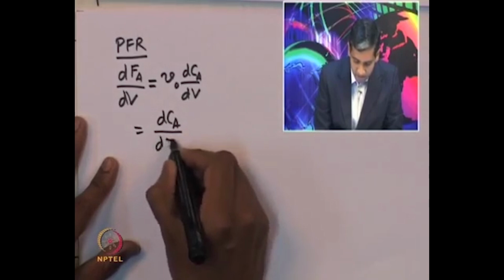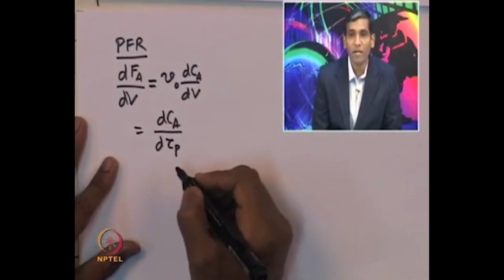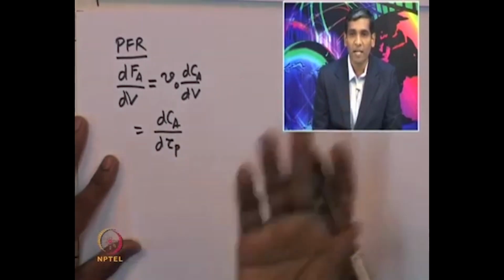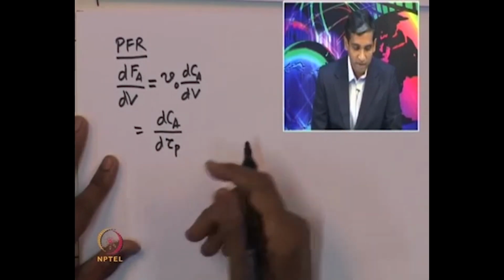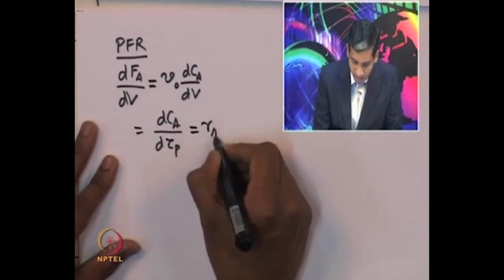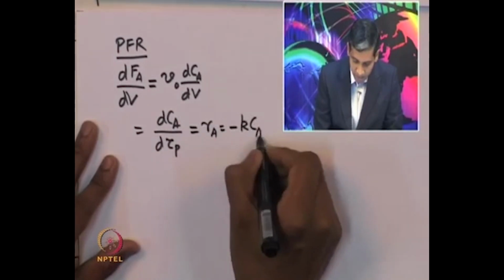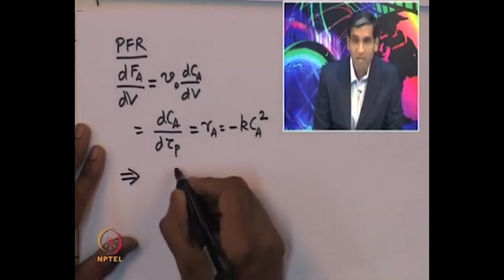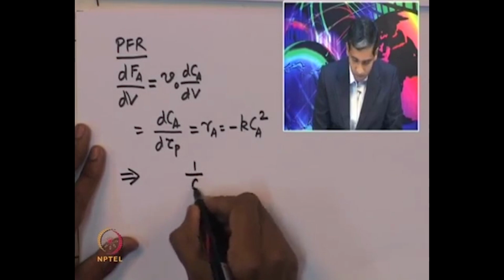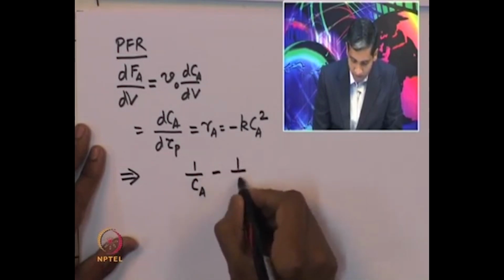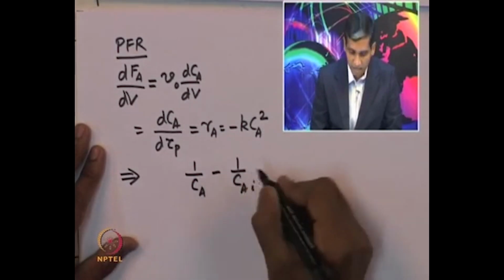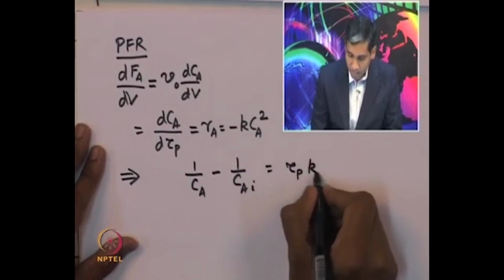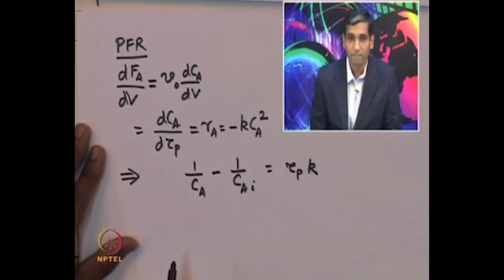dCA by d tau p, assuming that the volumetric flow rate is constant and tau p is the space time, which is the volume of the reactor divided by the corresponding volumetric flow rate, and that should be equal to R A, which is minus K into C A square. So, that is the mole balance, and by solving this we can actually obtain that the solution of this equation is 1 by C A minus 1 by C A I, that should be equal to the space time of the plug flow reactor multiplied by the specific reaction rate.